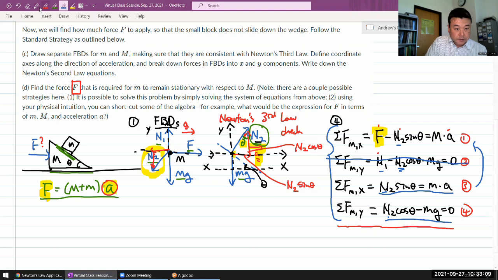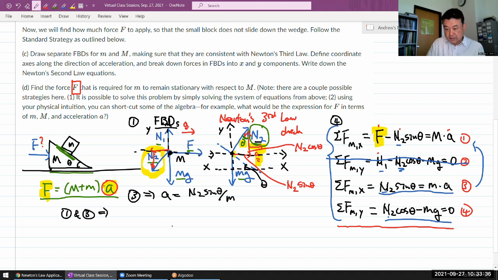So, okay. From my equations, let me slow down and go step by step. From my equation 3, I have this expression. I'm solving this for acceleration. My acceleration is N2 sine theta over small m. I'm going to plug that into equation 1. So with equations 1 and 3, I get this expression that has only two unknowns, F and N2.